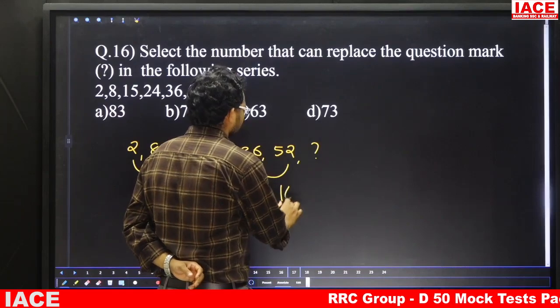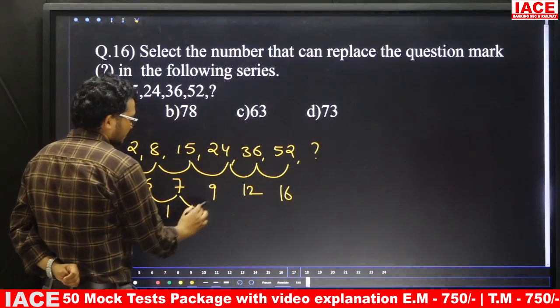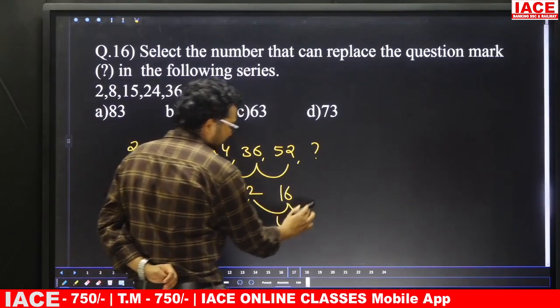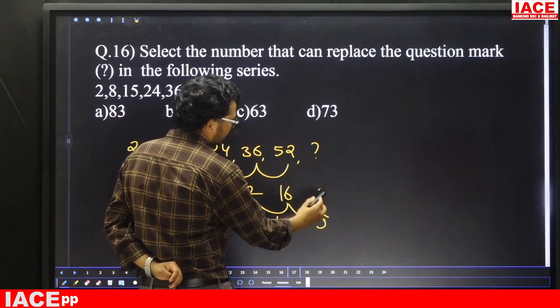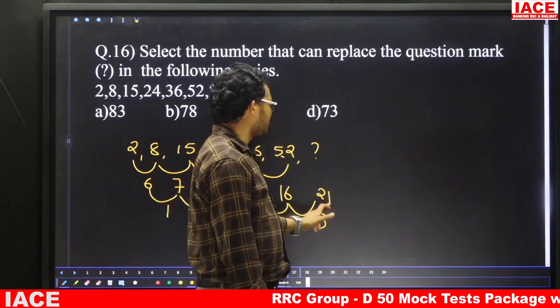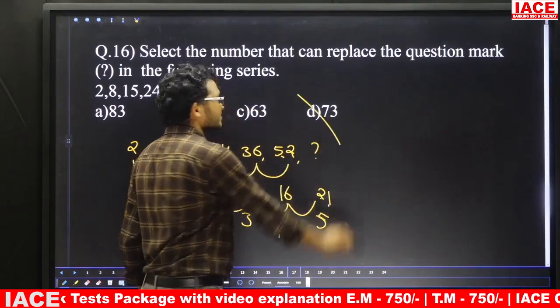Friends, once you take a double difference, the difference is 1, the next difference is 2, the next is 3, the next is 4, the next is 5. Now, 16 plus 5 is 21. That means the next difference is 21, so 52 plus 21 totals 73. So the answer is option D.